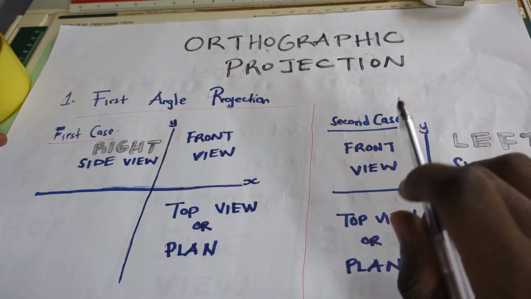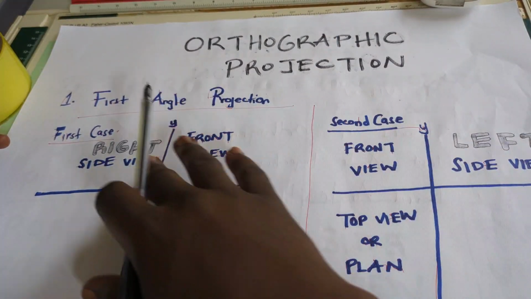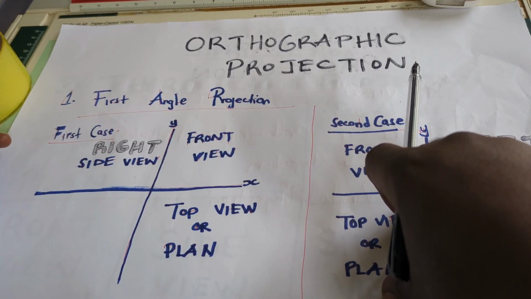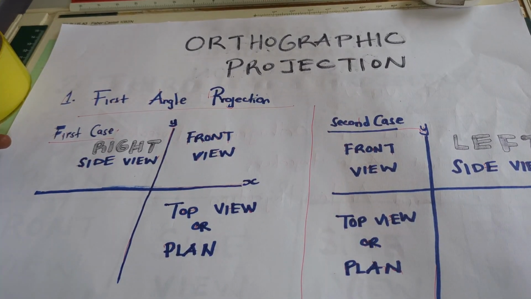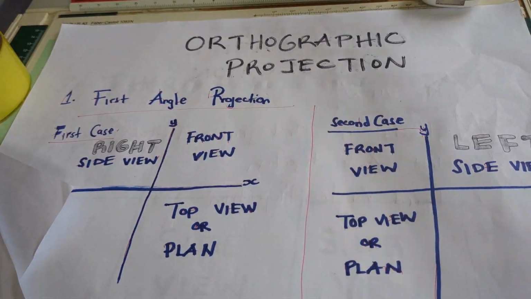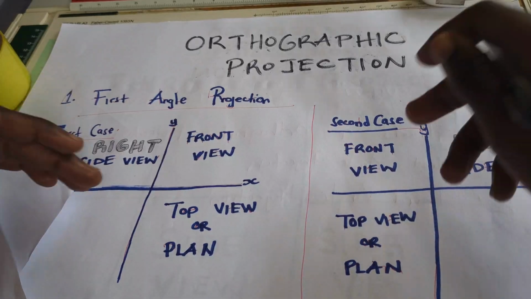This is the first concept, and we shall see how it differs from the third angle projection. So without being aware of this, you cannot draw the orthographic projection. So keep the note that the left side of your object is always presented on the right side for the first angle projection on the y and x axis diagram.